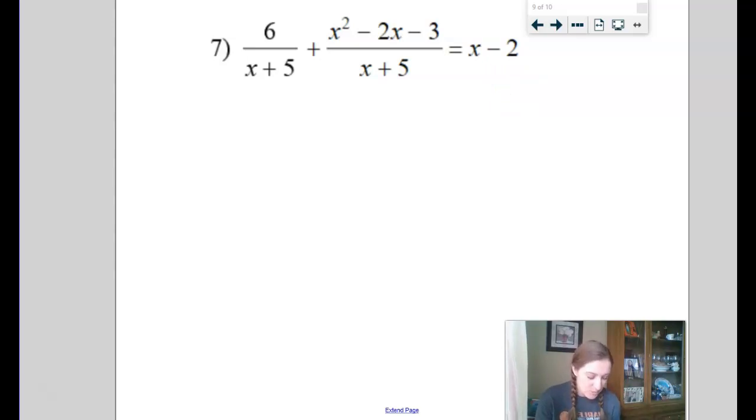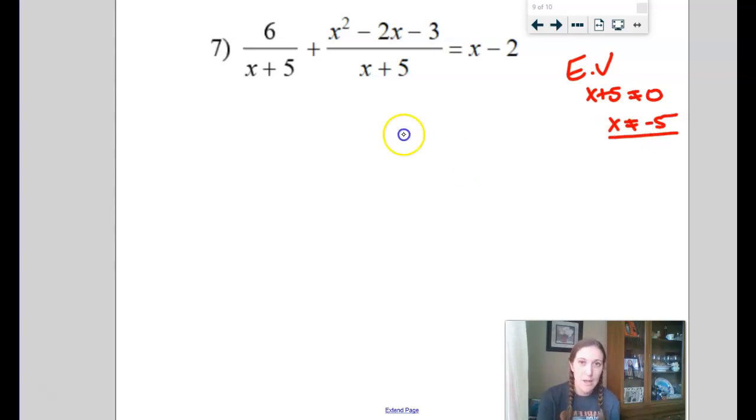Speaking of excluded values, our denominator here is x plus 5, which means x plus 5 cannot come out to 0. So the one thing you can't have here is x equals negative 5. Keep that in mind when we get to the answer. Our LCM is a listing of our denominators that we need to knock out, and our denominators are frankly pretty lame. You've just got an x plus 5.